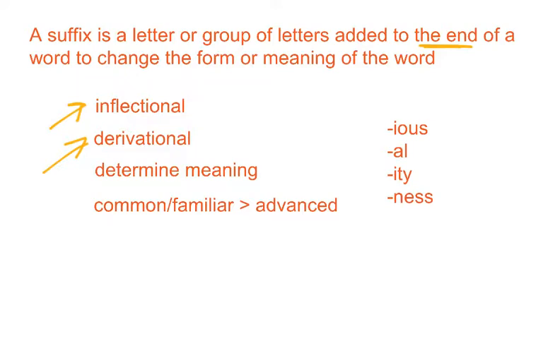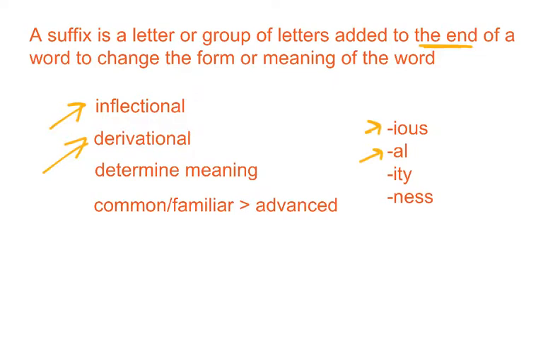Examples of suffixes include the IOUS suffix, which means characterized by. So for example, jealous means characterized by being like jealousy. Religious, characterized by religion, or ridiculous, characterized by ridicule. We also have the suffix al, which means pertaining to. So for example, fictional means pertaining to fiction. Regional, pertaining to a region. Musical, pertaining to music. Accidental and logical are other examples.